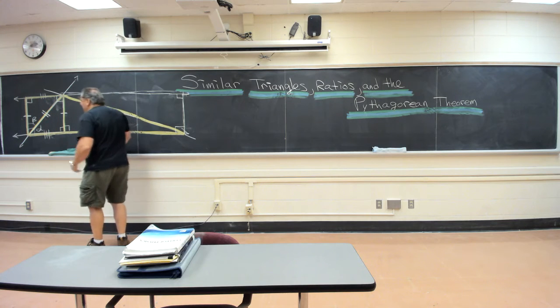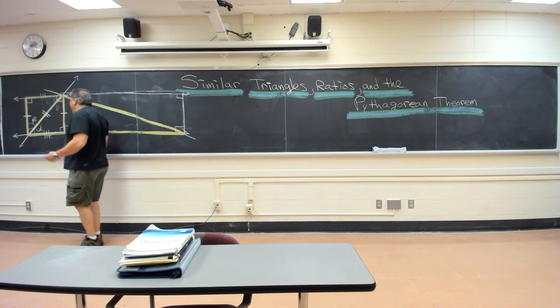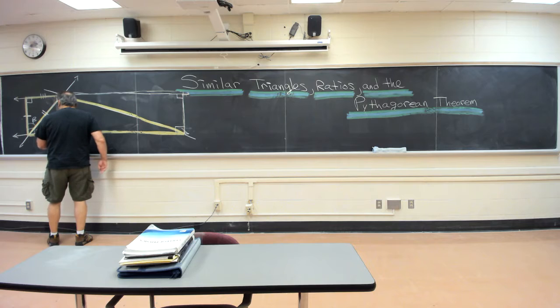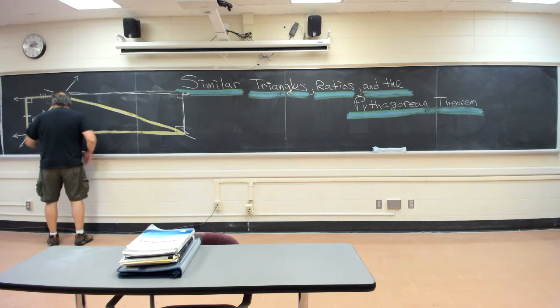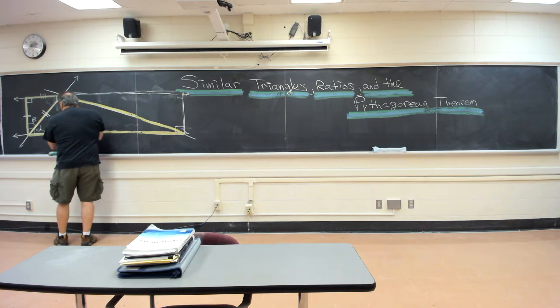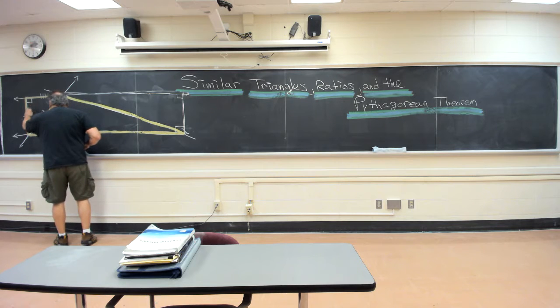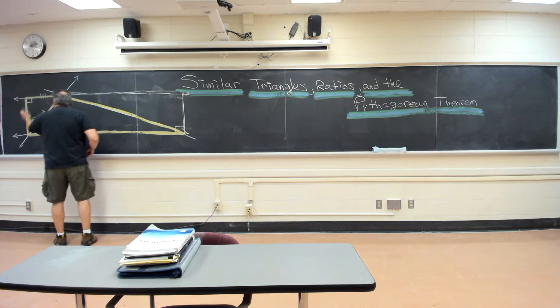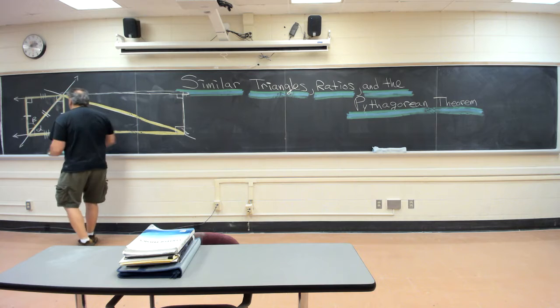We could also use the postulate side angle side. This is 90 degrees. That's 90 degrees. That side's congruent to that side, and this side is congruent to this side. And so, as we said, that side's congruent to that side, this side's congruent to this side, and this angle is congruent to that angle. So side, angle, side, side, angle, side. These are congruent to one another.